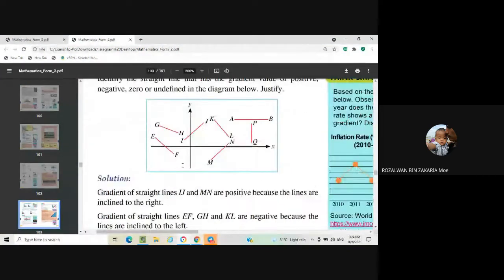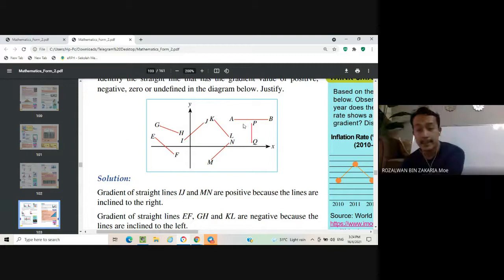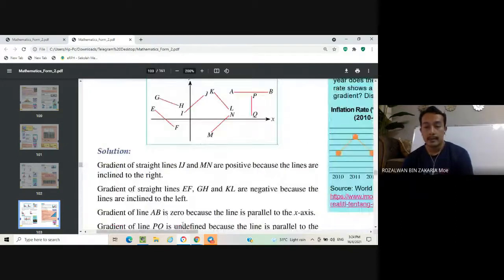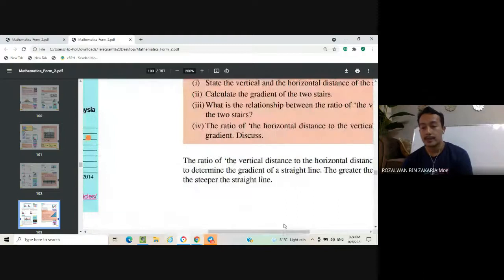And the gradient for the line AB, like this, remember the value of the gradient is equal to 0 if the straight line is parallel to the x-axis. And for the line PQ, like this, this line is parallel to the y-axis, so the value of the gradient is infinity or undefined. All right, class.